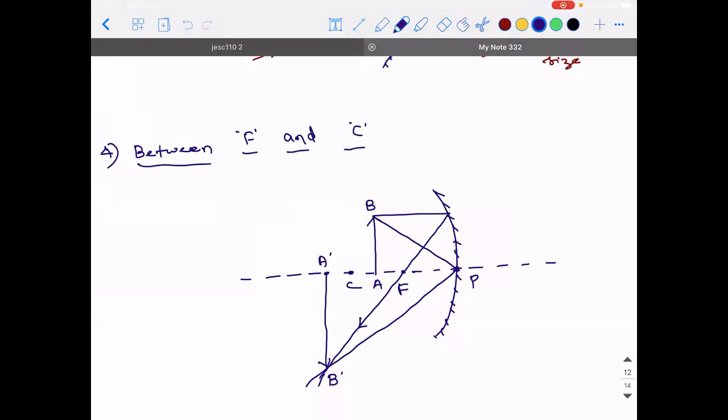So when you place the object between F and C, if you take one of the rays parallel to the principal axis, the reflected ray will pass through the focus. The other ray, if you take it to hit at the pole, will pass symmetrically with respect to the principal axis. So both of these rays will meet at a point beyond C. Okay. So what is the object location? Obviously between F and C. Where is the image formed? It is formed beyond the center of curvature.